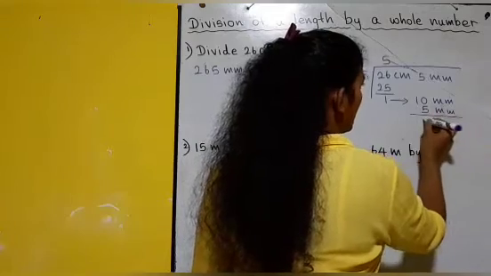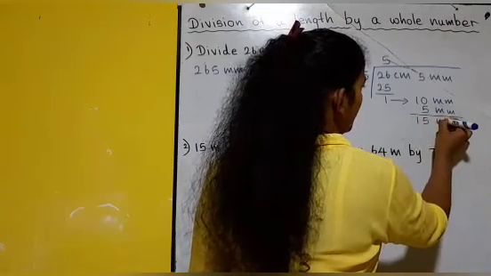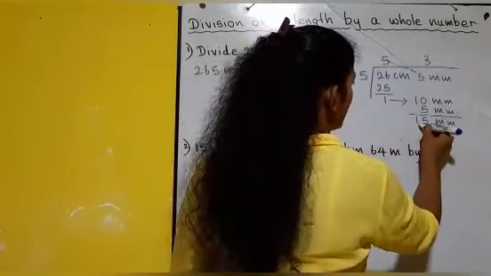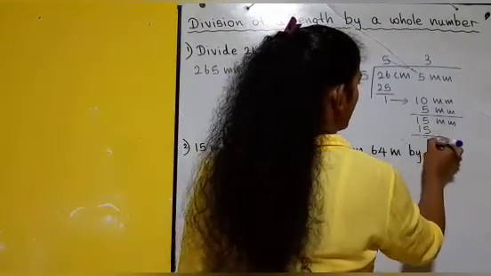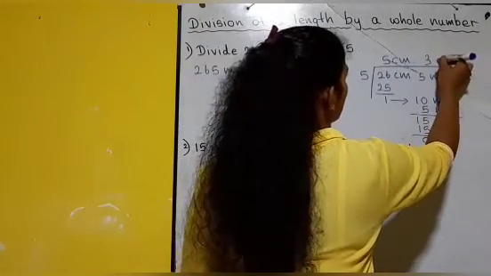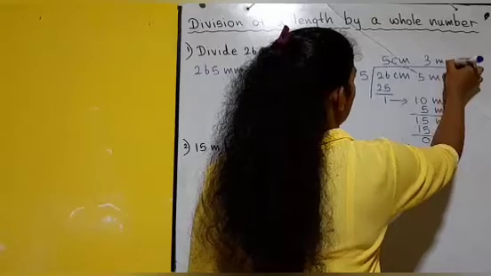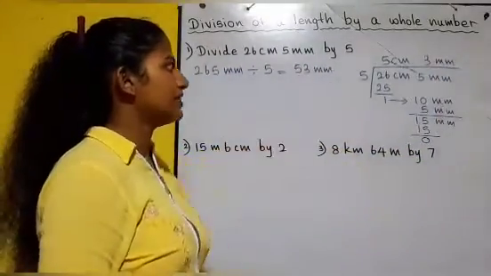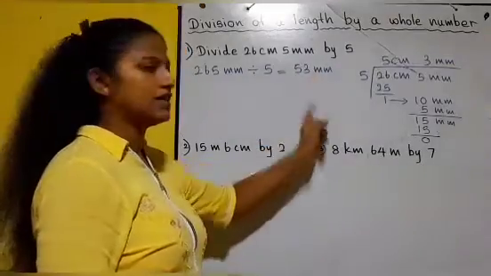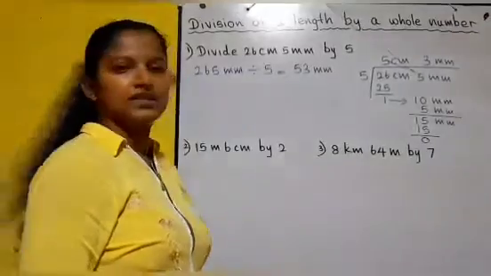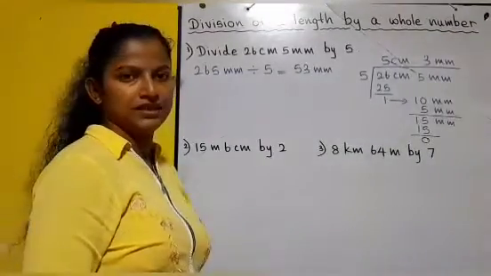Then the total amount here is 15 millimeters. 5 times 3 is 15. Remaining is 0. So the answer is 5 centimeter 3 millimeter. The same answer comes here. 53 millimeters means if you convert it into centimeters and millimeters, you get 5 centimeters and 3 millimeters.